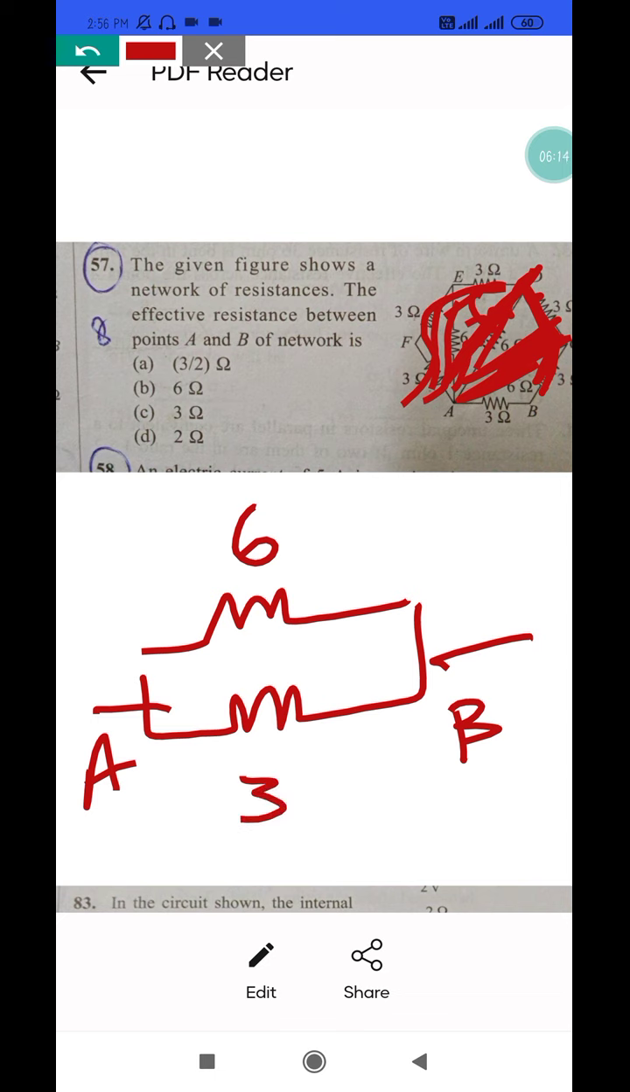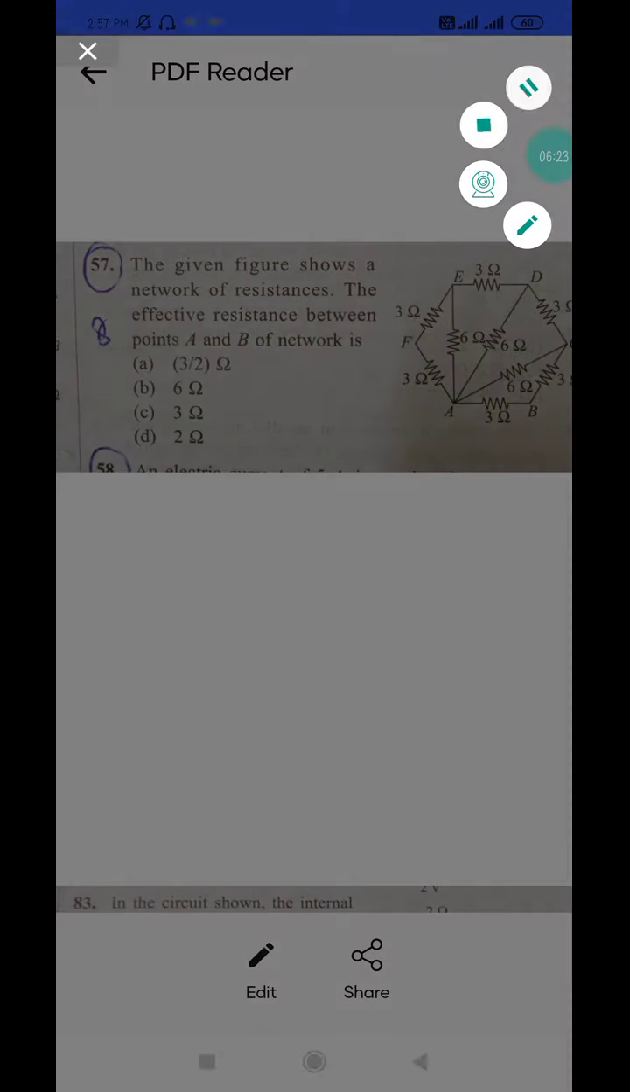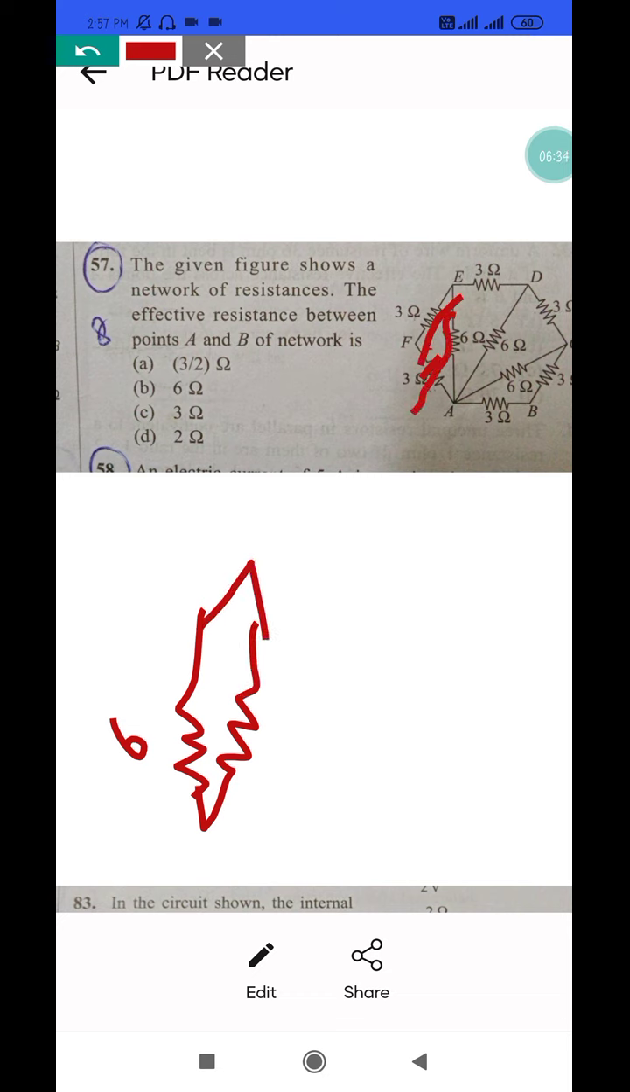So these two are connected in parallel, which is 6 into 3 divided by 6 plus 3, which is nothing but 2 ohm. Is that clear? Let me do one more time. Here I'm finding the equivalent resistance of the two, which turns out to be 6 ohm. And already you have a 6 ohm resistance here, right? So these two are connected in parallel, so I'm going to neglect this resistance.